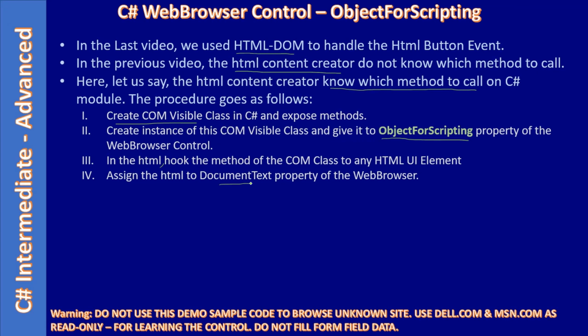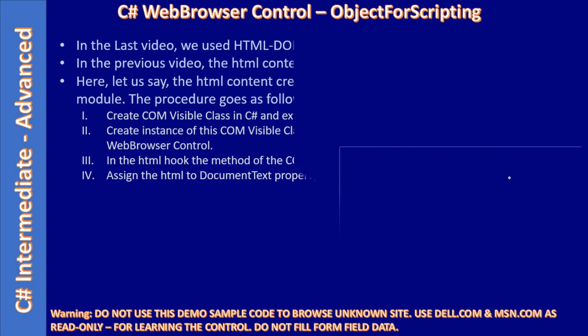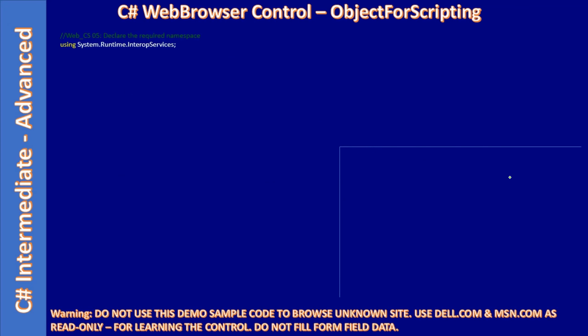Next we will assign the document text property to the web browser. In the HTML itself we will provide those hooks, which we will see in the next slide. First, you can see we are using the interop services. This is for COM, because here we will expose a class, and that needs to be invoked on the HTML document.